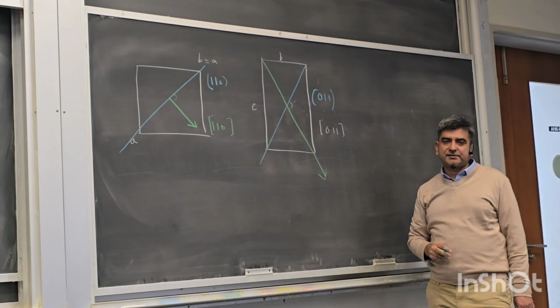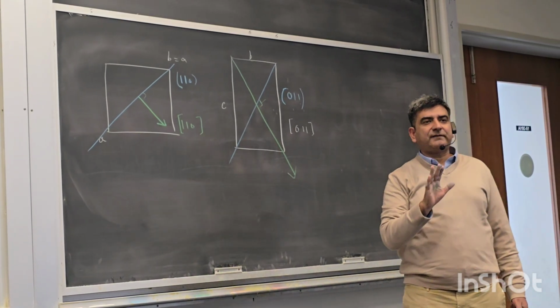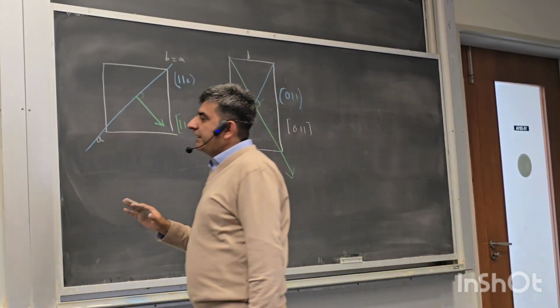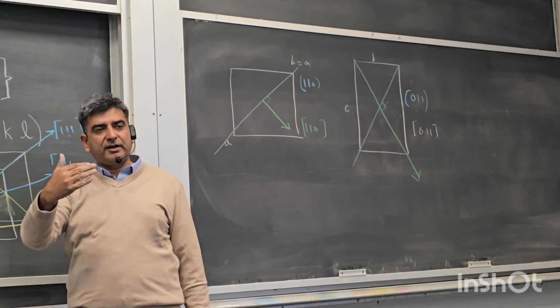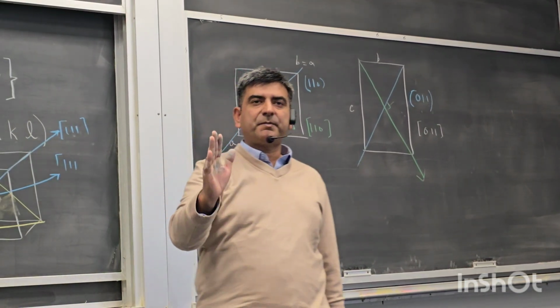Because it's a tetragonal system. So only for the cubic system do we have the case that the directions which have the same indices as the Miller indices for the plane are usually perpendicular. So the direction is perpendicular to the plane.